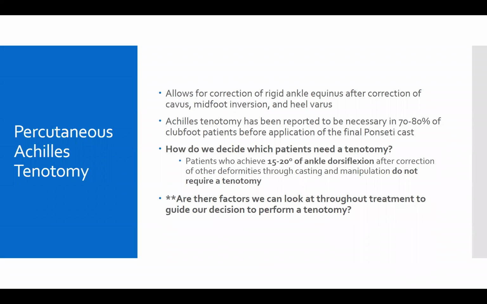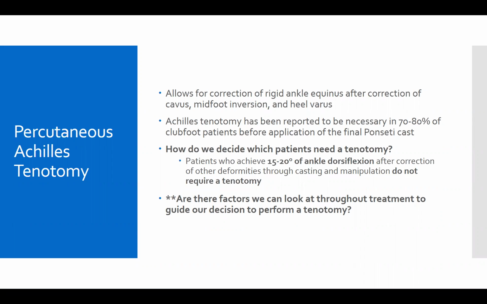So the Achilles tenotomy itself actually allows for correction of the rigid ankle equinus after you correct the other concomitant deformities. The Achilles tenotomy has been reported to be needed in about 70 to 80%, and even sometimes in the literature up to 90% of the patients, needing this procedure before we apply the final Ponseti cast.